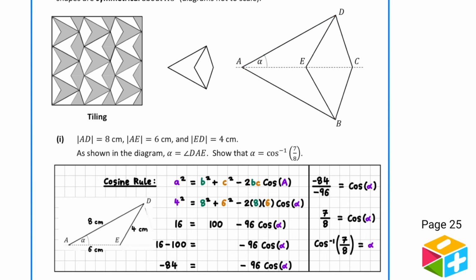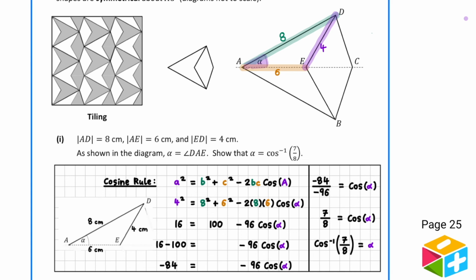In part I, we're provided with several side lengths. We're told that AD is equal to 8 centimetres, AE is equal to 6 centimetres, and ED is equal to 4 centimetres. In the diagram, one of the angles is labelled alpha, and we must show that alpha is equal to cosine inverse of 7 over 8.